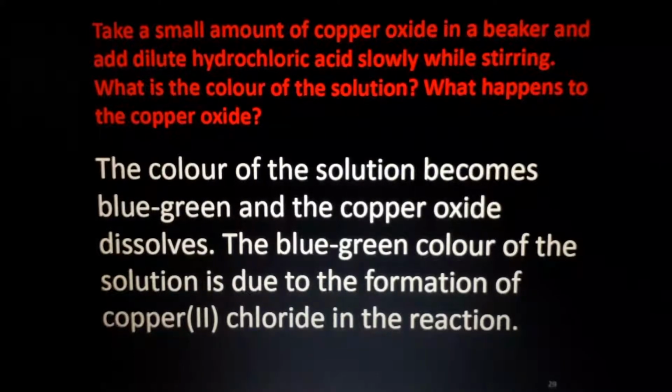So application-level questions like this will come, like 2 mark questions. Take a small amount of copper oxide in a beaker and add dilute hydrochloric acid slowly while stirring. What is the color of the solution? What happens to the copper oxide? The color of the solution becomes blue-green and copper oxide dissolves. The blue-green color of the solution is due to the formation of copper chloride.